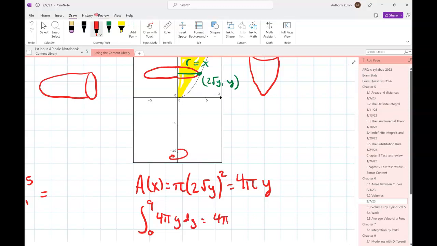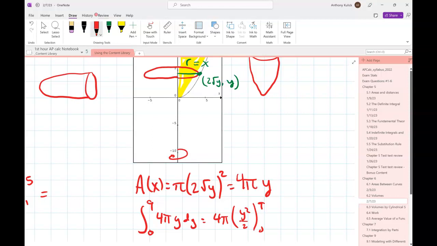So that's just going to be 4 pi times y squared over 2, evaluated at 9 and 0. Is this feeling better? It's starting to feel like they're all kind of the same, right? It's like, okay, I can handle doing this. So the discs, this is what we're doing right now. These are all discs, right?